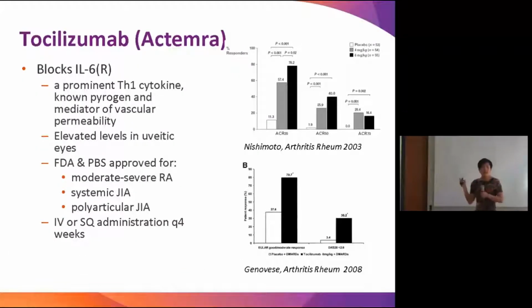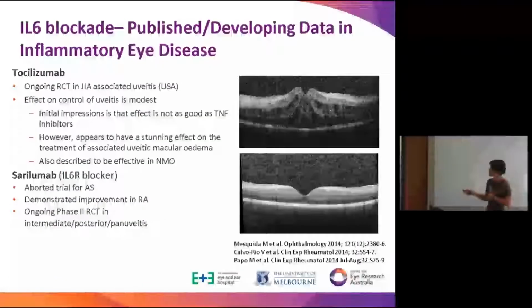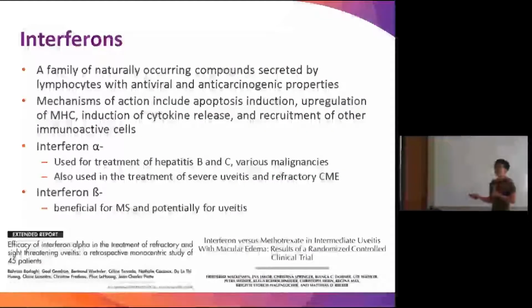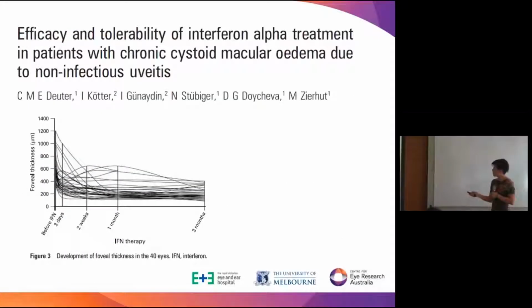Another biologic I'd like to raise with you is Tocilizumab, Actemra, which blocks IL-6. The reason I'm bringing it up is that it's been found in some studies to be very good for treating cystoid macular edema, particularly in steroid responders. Okay, interferons, I'm sure you've all heard, it's not new. It's used a lot in Behçet's disease, and particularly, again, in cystoid macular edema.